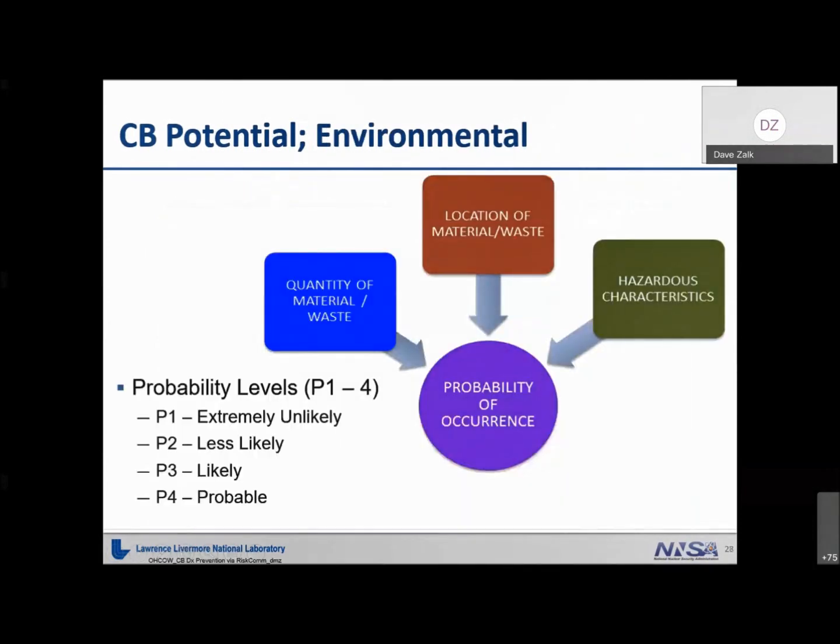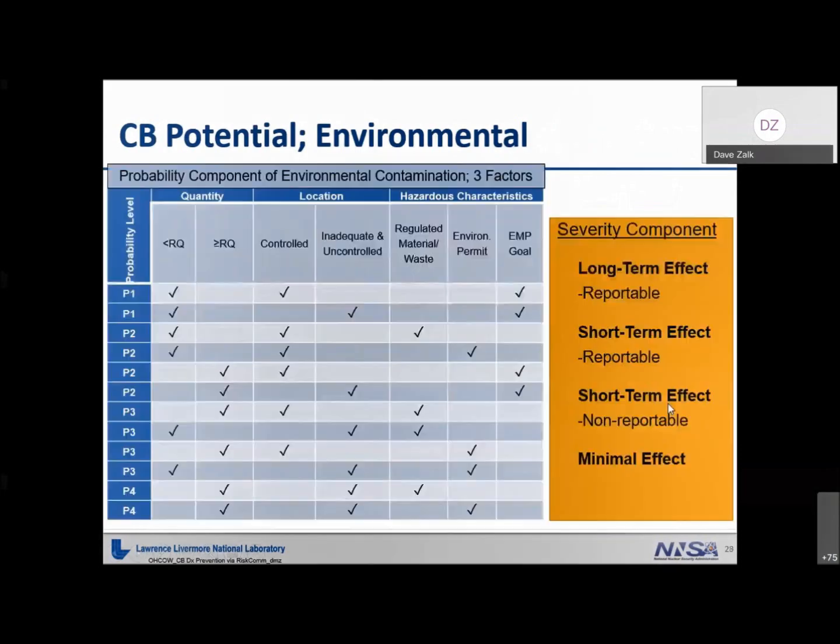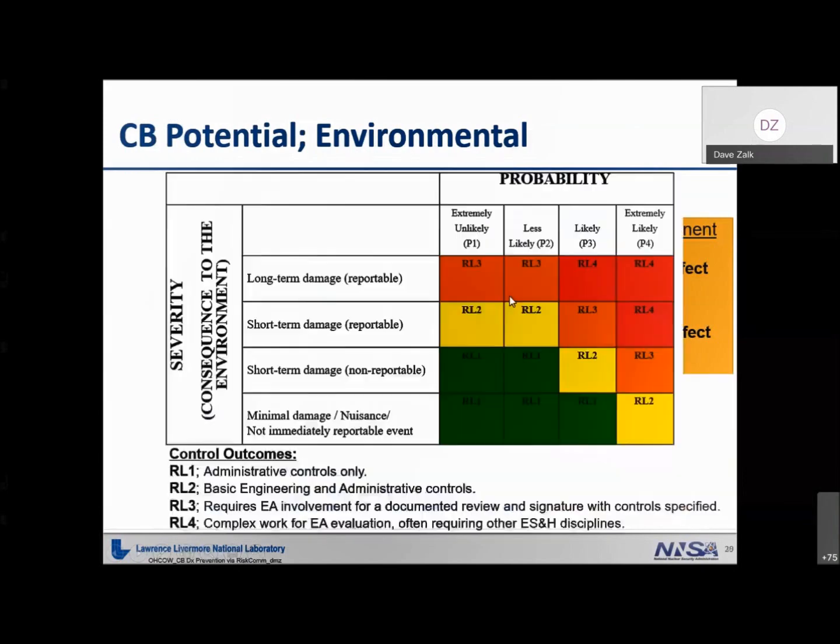We also created a control banding approach for environmental, where we determine our probabilities, and our probability outcomes are based on quantity, location, and hazardous characteristics. And once you have your probability level, you then go based on reportability, which is tied to regulations, and that will tell you your severity component.